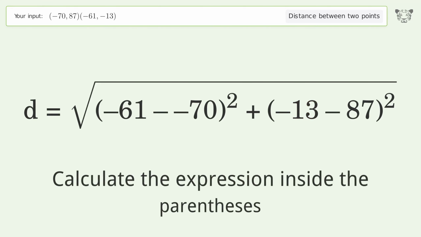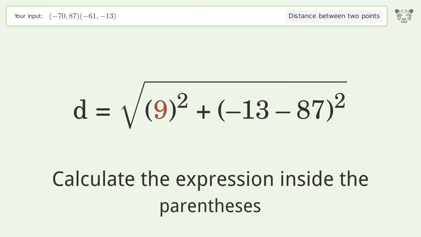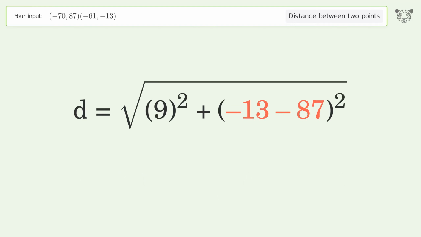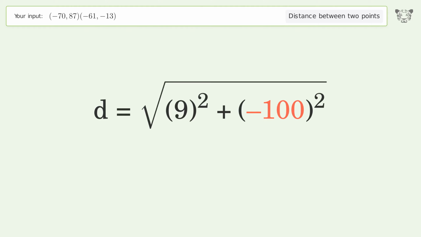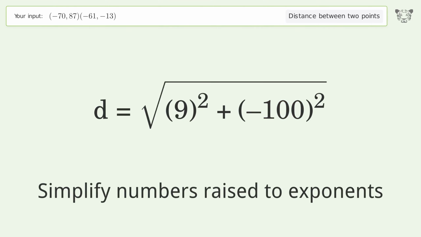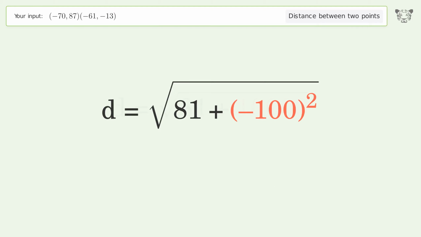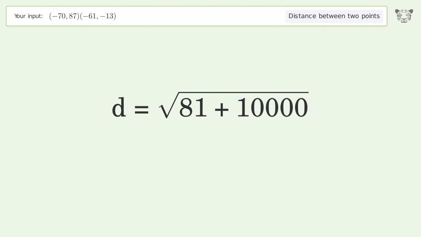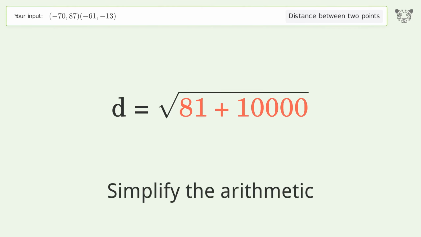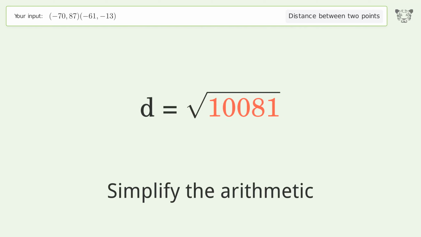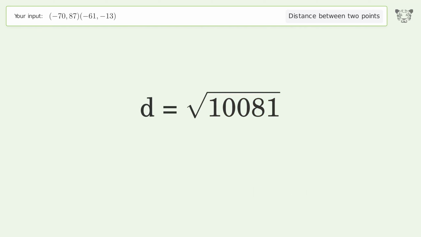Calculate the expression inside the parentheses. Simplify numbers raised to exponents. Simplify the arithmetic. And so the distance between the 2 points is the square root of 10,081, or 100.404.